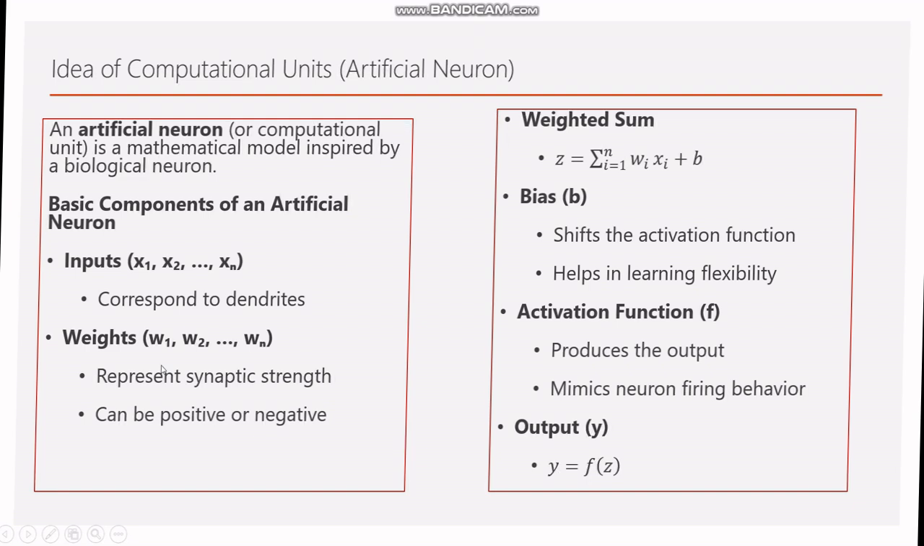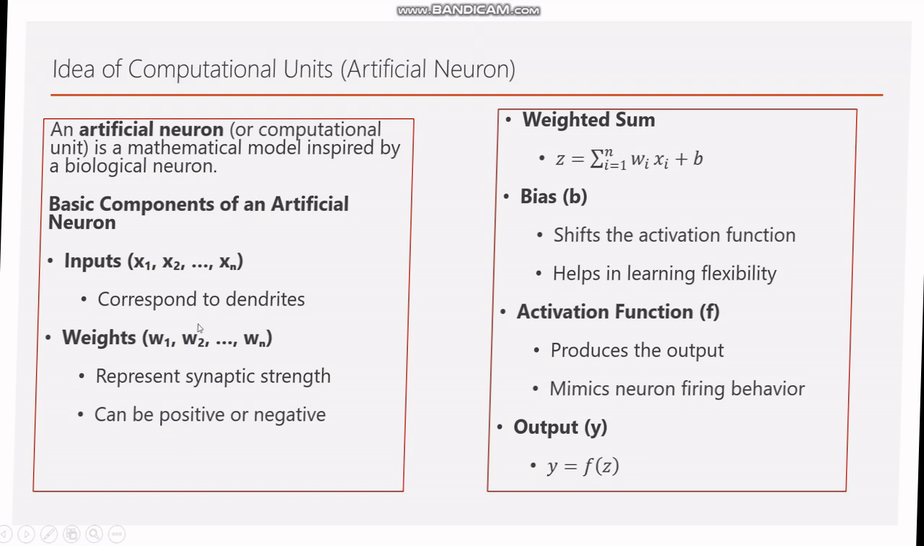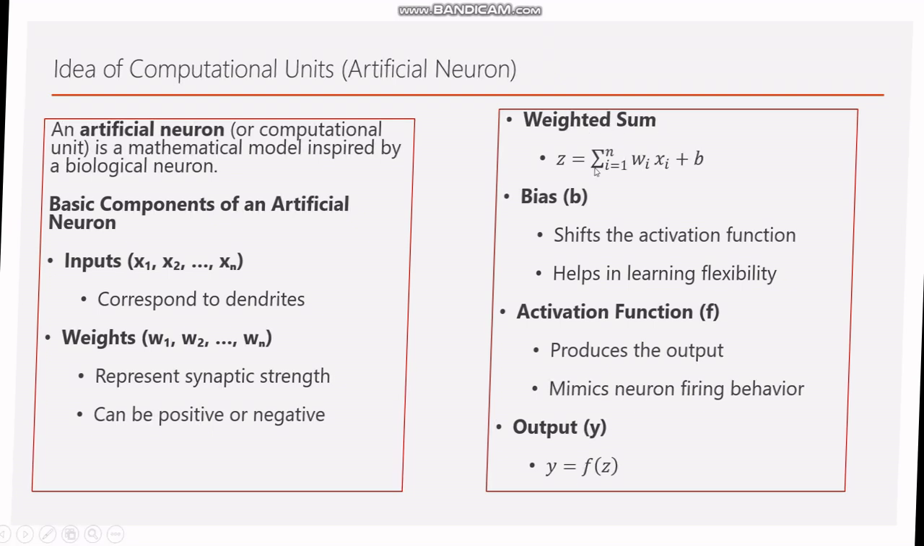Similarly, we have weights, that is, the strength of each input. W1 is for x1, W2 is for x2, and so on. The weights represent the synaptic strength, so they can be both positive and negative. Then what is the weighted sum? It will be the sum from i equal to 1 to n of wi xi plus b.